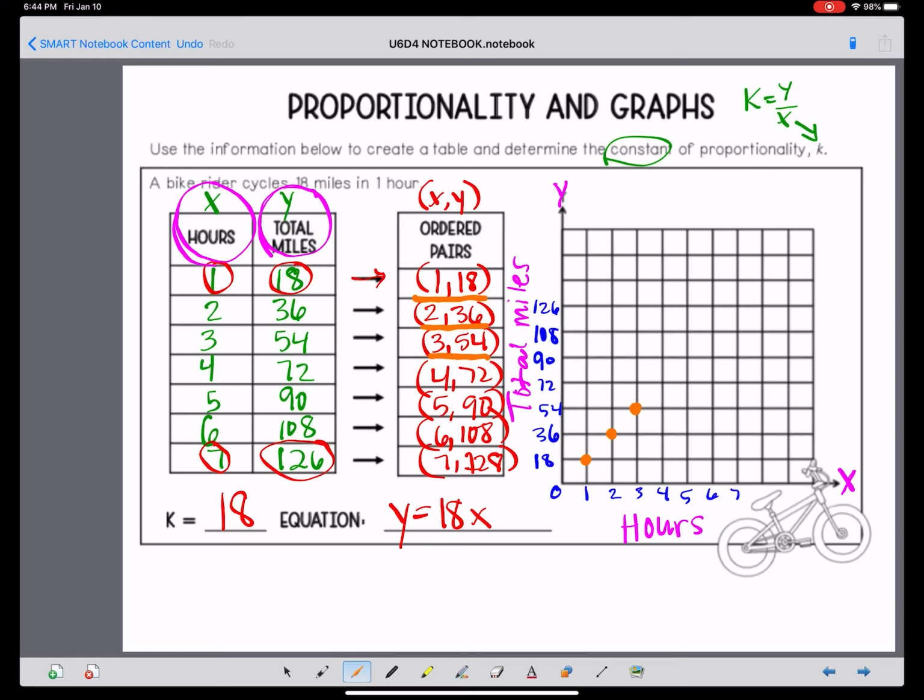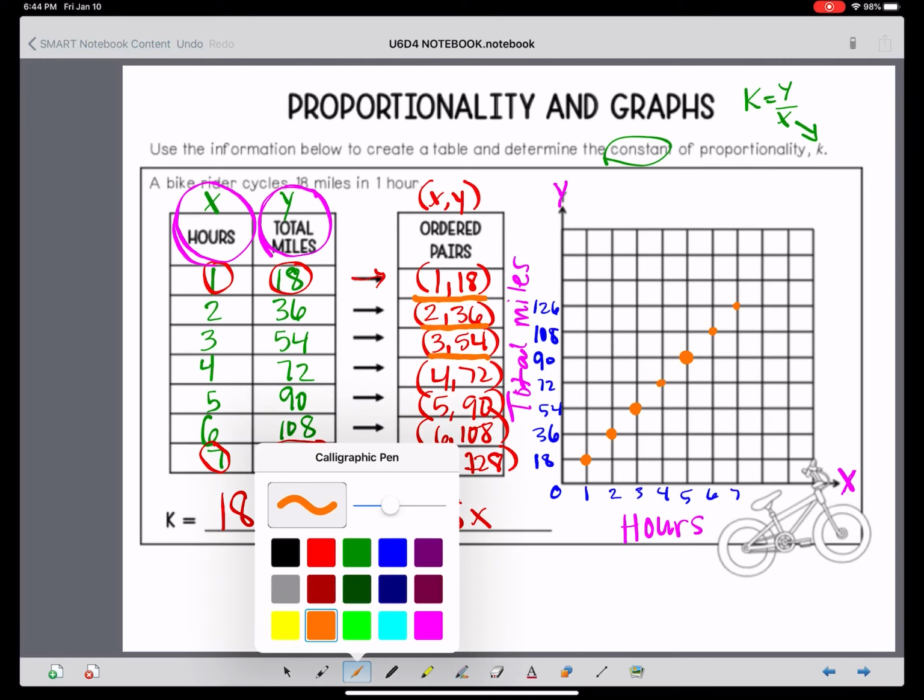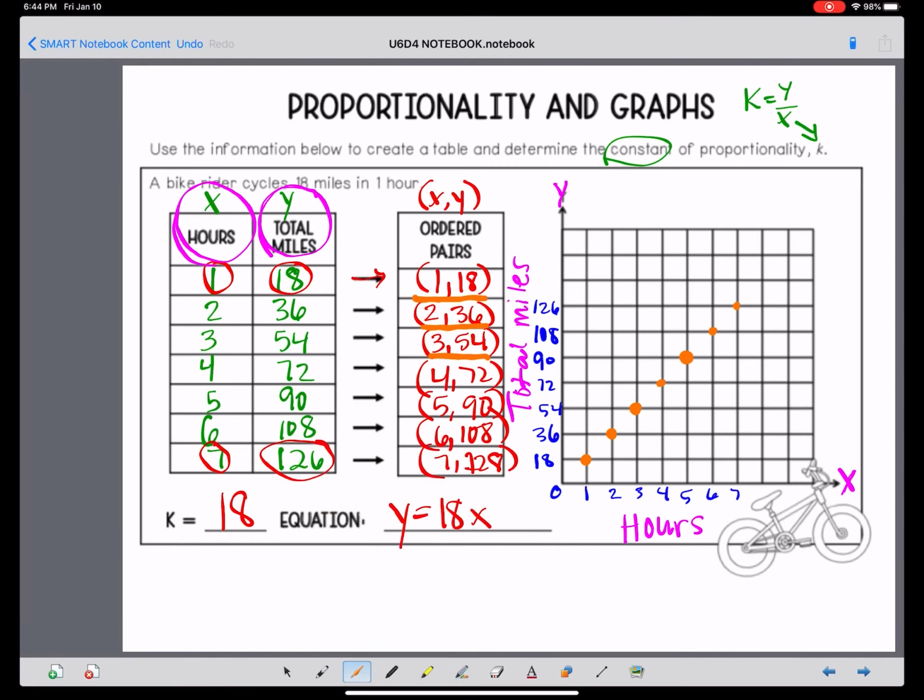And if I keep doing this, what I'm going to see is that my plots are making a line that goes all the way through. So I'm going to go ahead and just draw my line all the way through. It goes from 0 all the way up. Let's go ahead and draw an arrow at the end, because I know that if this bike rider kept cycling for longer and longer and longer, it would just keep going up in a straight line.